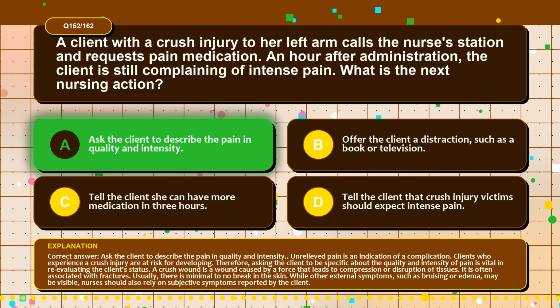Therefore, asking the client to be specific about the quality and intensity of pain is vital in reevaluating the client's status. A crush wound is a wound caused by a force that leads to compression or disruption of tissues. It is often associated with fractures. Usually there is minimal to no break in the skin. While other external symptoms, such as bruising or edema, may be visible, nurses should also rely on subjective symptoms reported by the client.